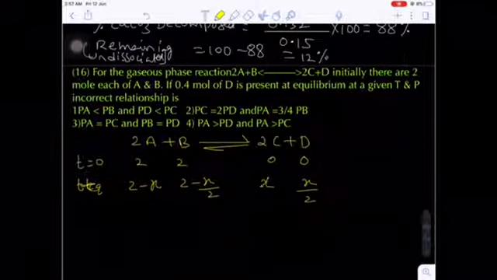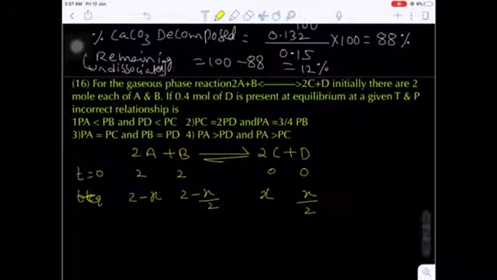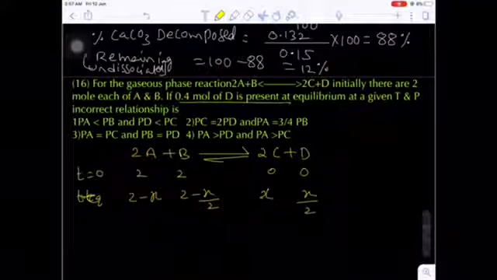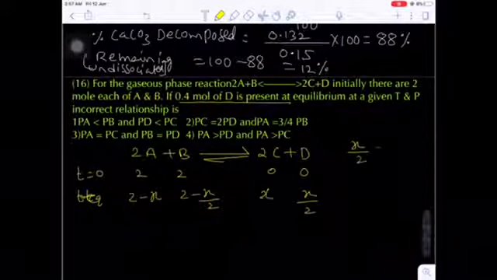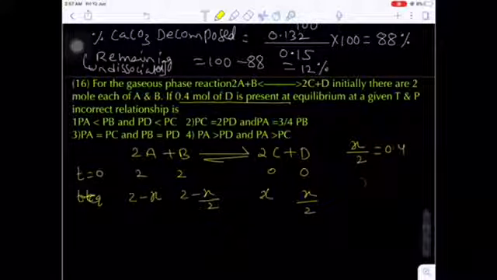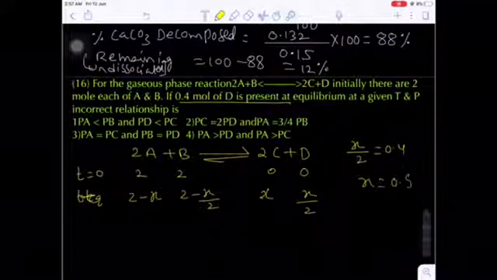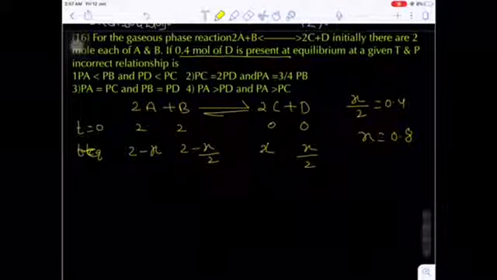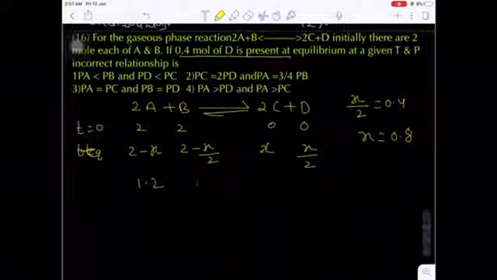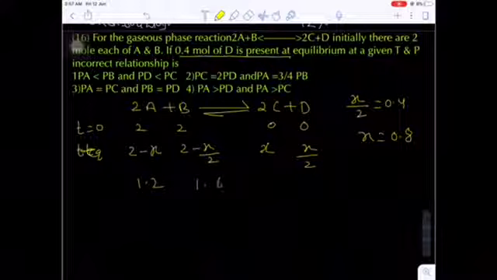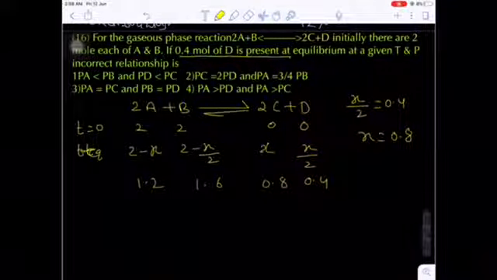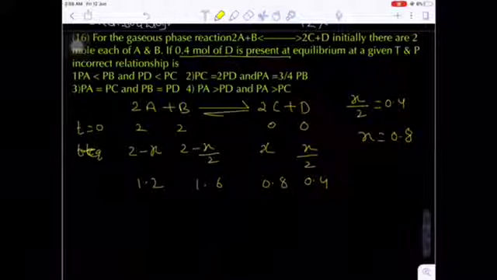Okay. And x by 2 moles of D will be formed. Now in the question, at equilibrium 0.4 moles of D will be present. Number of moles of D will be 0.4 moles. That means the x value becomes 0.8. After putting the value of x here, you will get here 1.2, here you will get 1.6, here you will get 0.8, here you will get 0.4.